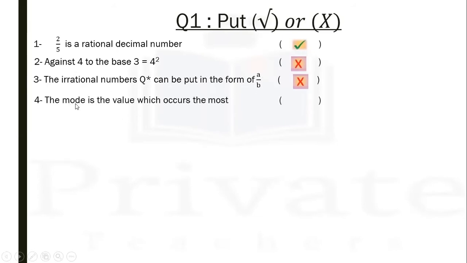Number 4, the mode is the value which occurs the most. Yes, this is true. This is the definition of the mode. It is the value that occurs the most.